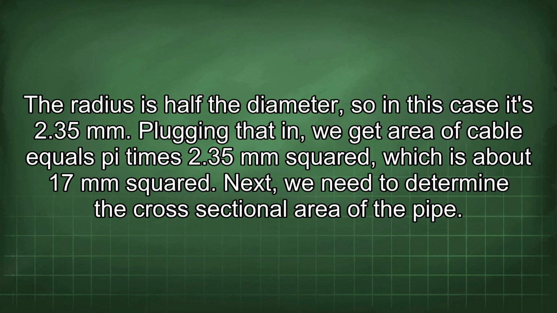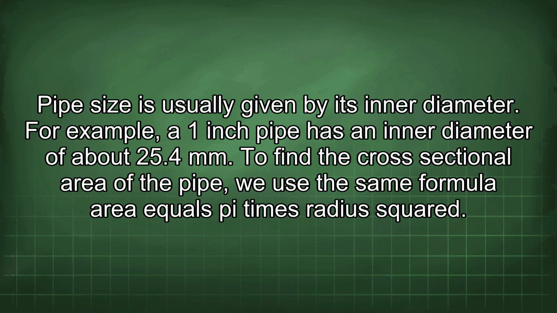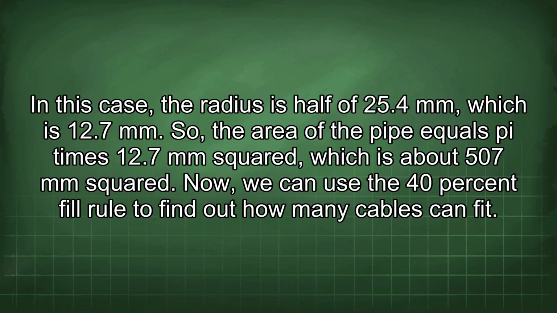Next, we need to determine the cross-sectional area of the pipe. Pipe size is usually given by its inner diameter. For example, a 1-inch pipe has an inner diameter of about 25.4 mm. To find the cross-sectional area of the pipe, we use the same formula, area equals pi times radius squared. In this case, the radius is half of 25.4 mm, which is 12.7 mm. So, the area of the pipe equals pi times 12.7 mm squared, which is about 507 mm squared.